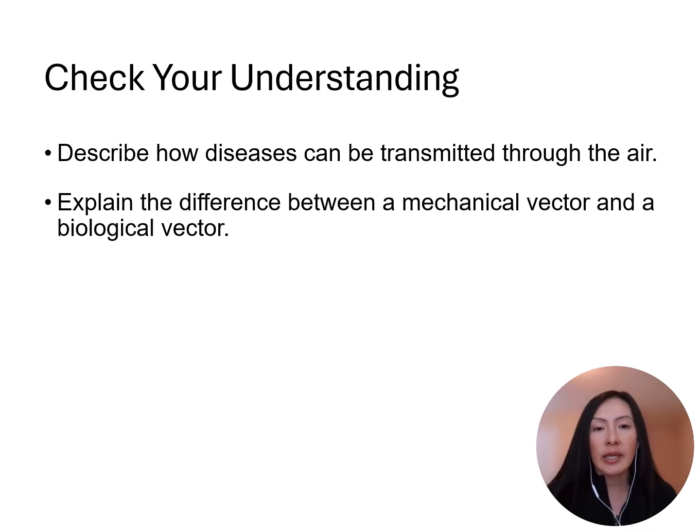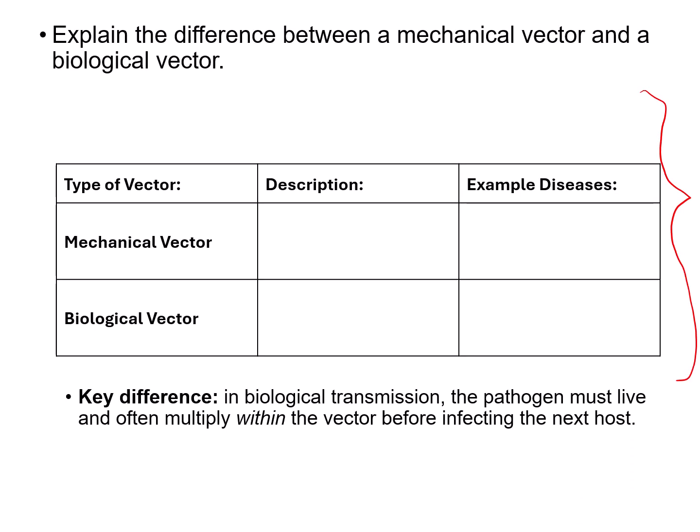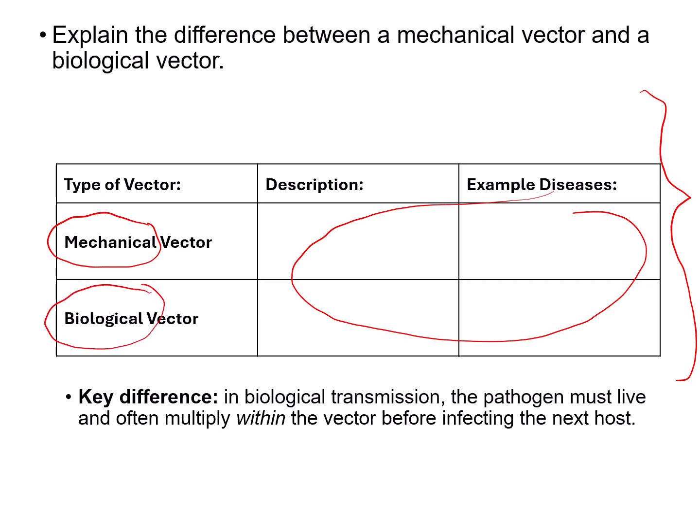For the second one, explain the difference between a mechanical vector and a biological vector. I'm going to show you a table on the next slide. So here's that table that we saw a few slides ago, looking at mechanical versus biological vectors. And here I've blanked out the description and examples to see if you can fill them in. Remember that mechanical vectors do not become infected. Biological vectors do. So only biological vectors support part of that pathogen's life cycle. So the key difference, or one of the key differences, is that in biological transmission, the pathogen is going to live and often, but not always, multiply within the vector before it infects the next host.